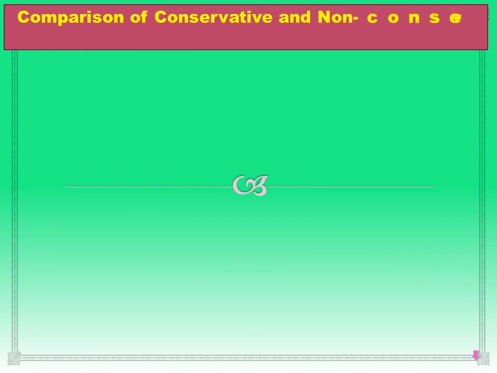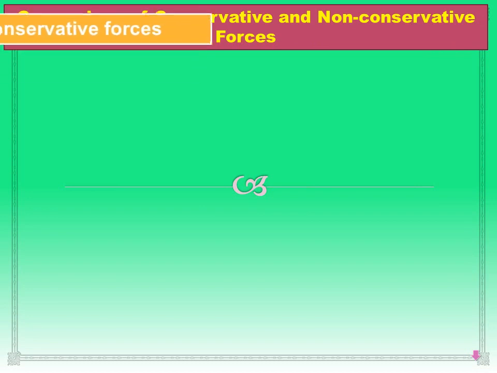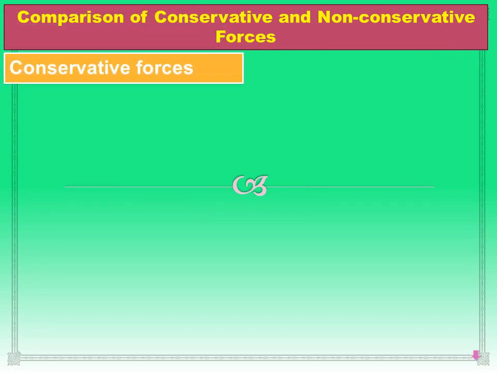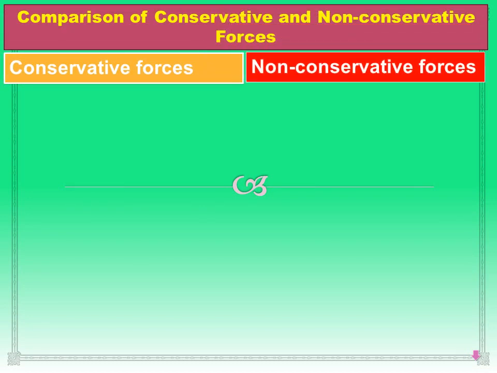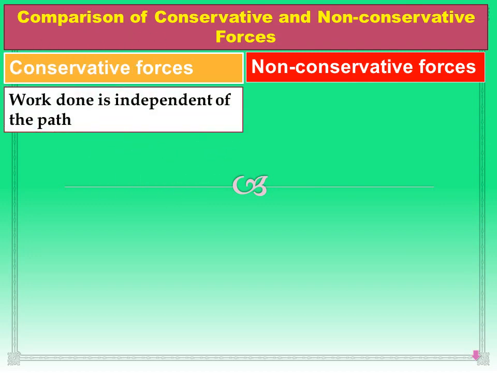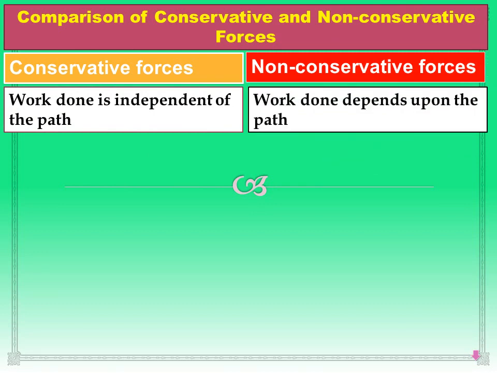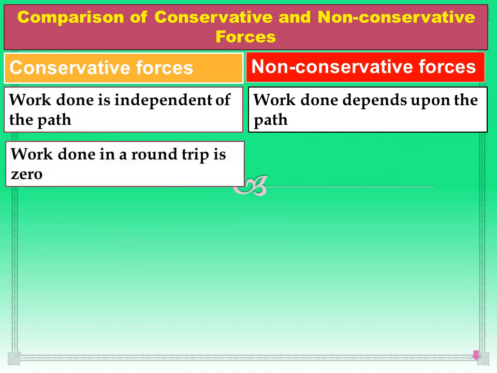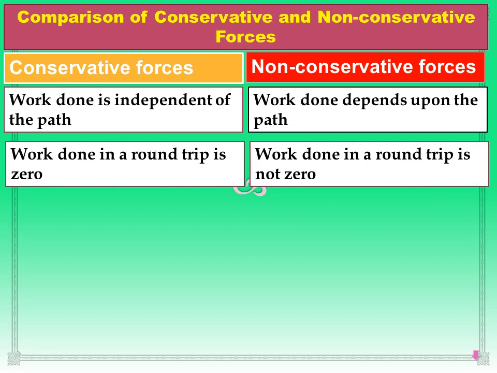Comparison of conservative and non-conservative forces. It's an important one. Let's see the first point. In conservative forces, work done is independent of the path. In non-conservative forces, work done depends upon the path. In conservative forces, work done in a round trip is 0. And in non-conservative forces, work done in a round trip is not 0.